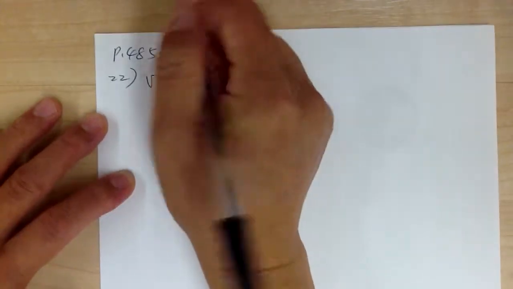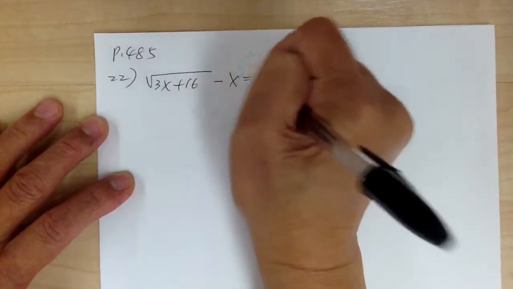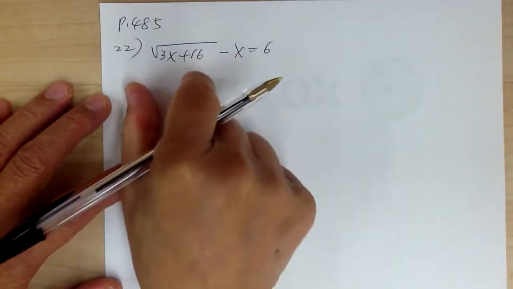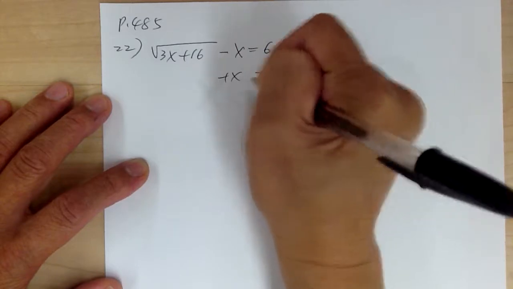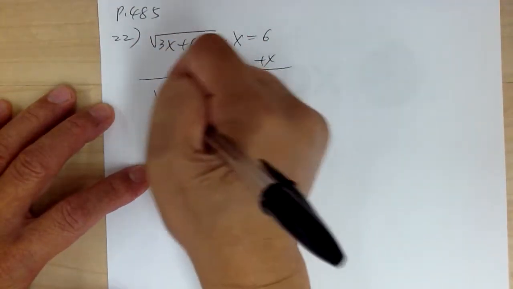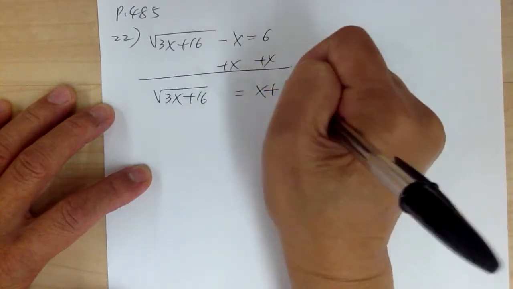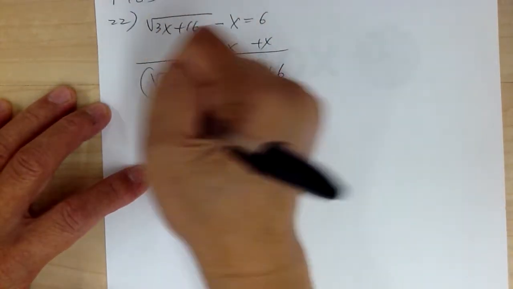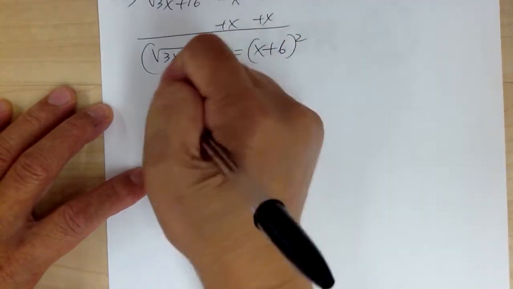You have square root of 3x plus 16 minus x equal to 6. So again, you want to have the square root by itself. So plus x on both sides. So you get square root of 3x plus 16 equal to x plus 6. Square both sides. So the square root cancels out.